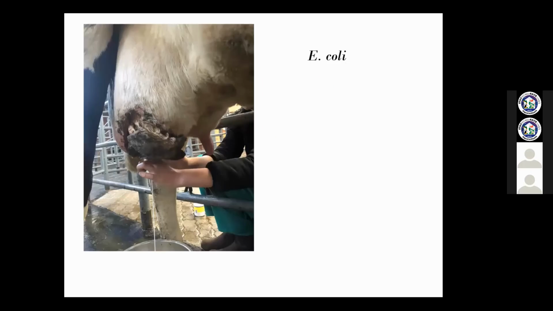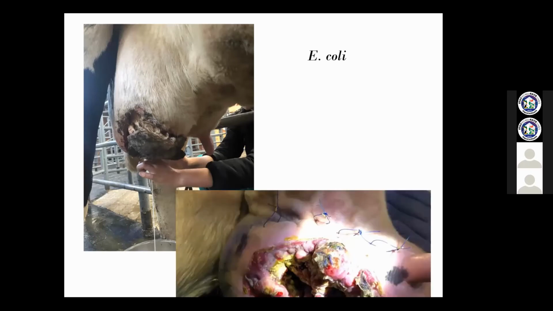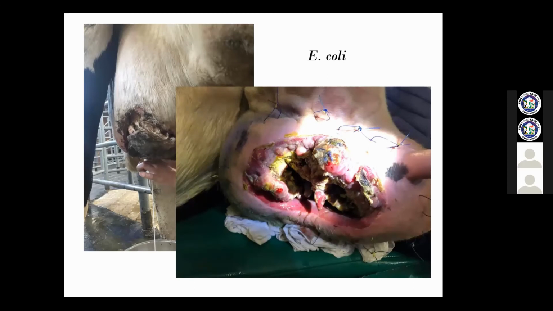Now, if we look at E. coli, this is a photo of, sadly, I have to say, at our farm. You can see the quarter of the udder became totally necrotic, the bottom part of it, due to that endotoxin. This was removed surgically, and this is what the cow looked like after about a week or so. She has healed now, but obviously you can see the damage done by E. coli is extensive.